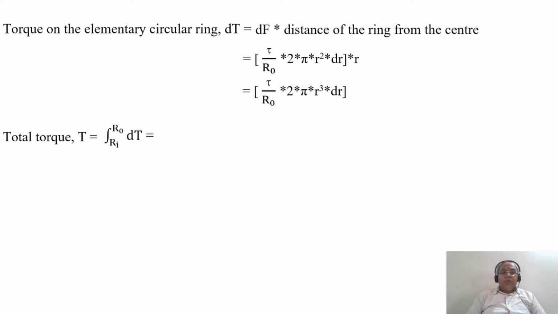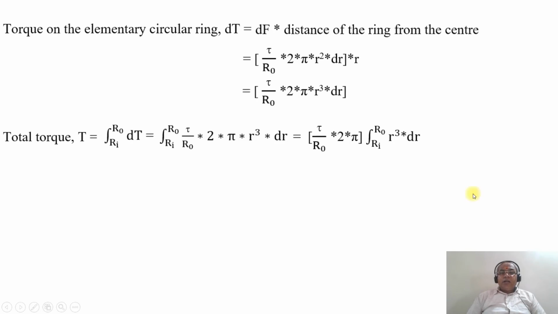So torque T will be equal to the integral from Ri to R0, because it is the hollow circular shaft, of dT. So the integral from Ri to R0 of tau by R0 into 2 pi r cube into dr. So take out tau by R0 into 2 pi, the common terms, outside the integral sign because they are constants, leaving the integral from Ri to R0 of r cube into dr, because here R0 is a constant for a circular hollow shaft, and tau is the shear stress for that material. Given is constant. 2 pi, of course, is a constant.